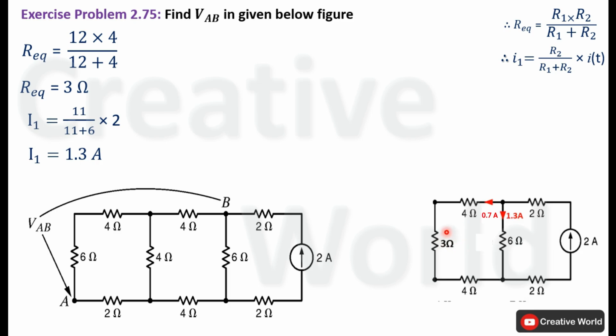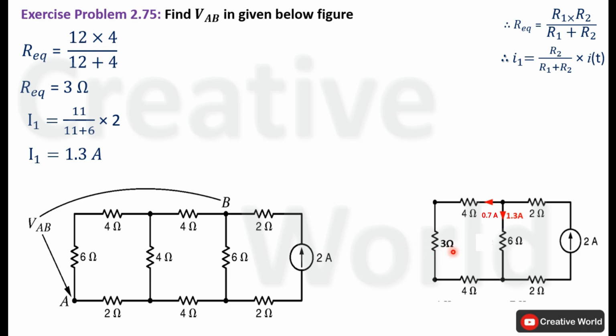In this network, we know the value of current through this 4 ohm resistance, that is 0.7 ampere. Now we are interested to calculate the current of this branch. For that purpose, we will expand the circuit further. This 3 ohm was the equivalent resistance of 12 ohm and 4 ohm connected in parallel connection.